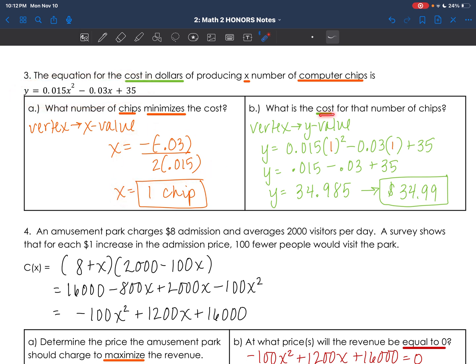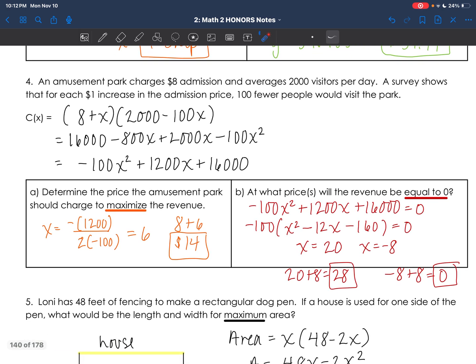And then if we want to know cost, well, we said cost in dollars is going to be your Y. So that is your vertex for the Y value. So you just substitute in 1 and then go ahead, and I'm going to round this to the nearest penny, which would be $34.99.